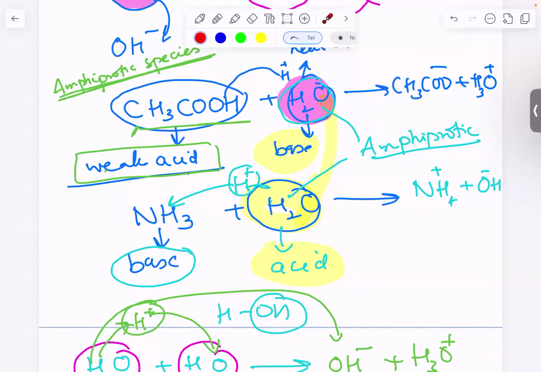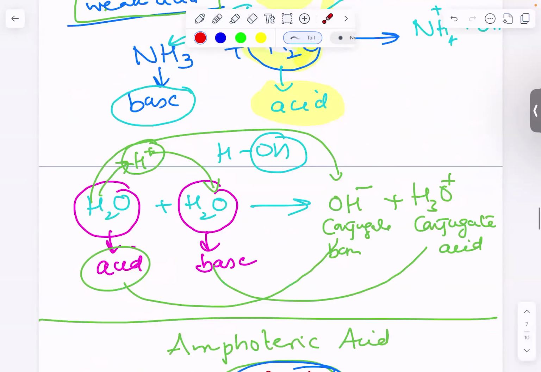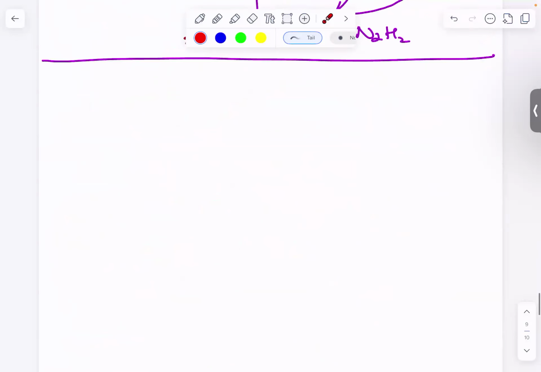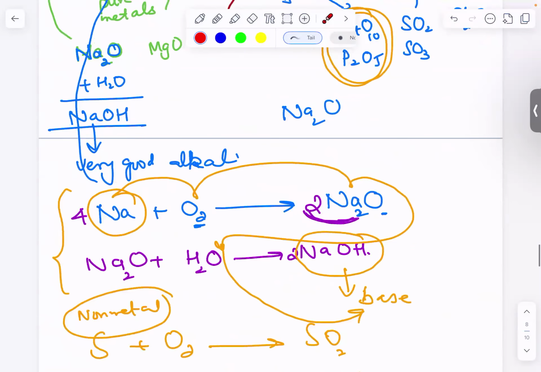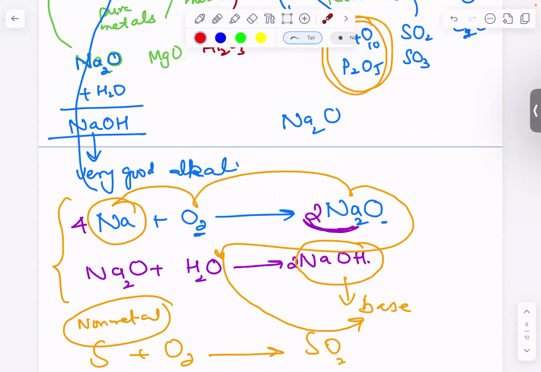Good, good. So that's it. Now we need to start the next thing. We have already started it. Basically, an amphiprotic species is something that can act both as an acid and as a base, depending on what it is being reacted with.